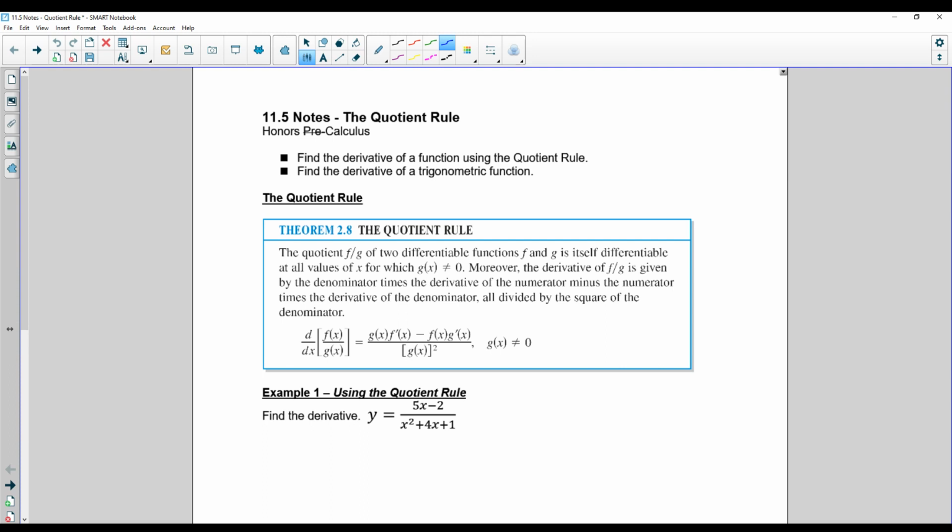Okay, so the quotient rule is low d high minus high d low, square the bottom, and away we go. It's a good way to remember it. I'll say that slower. Low d high minus high d low, square the bottom, and away we go.